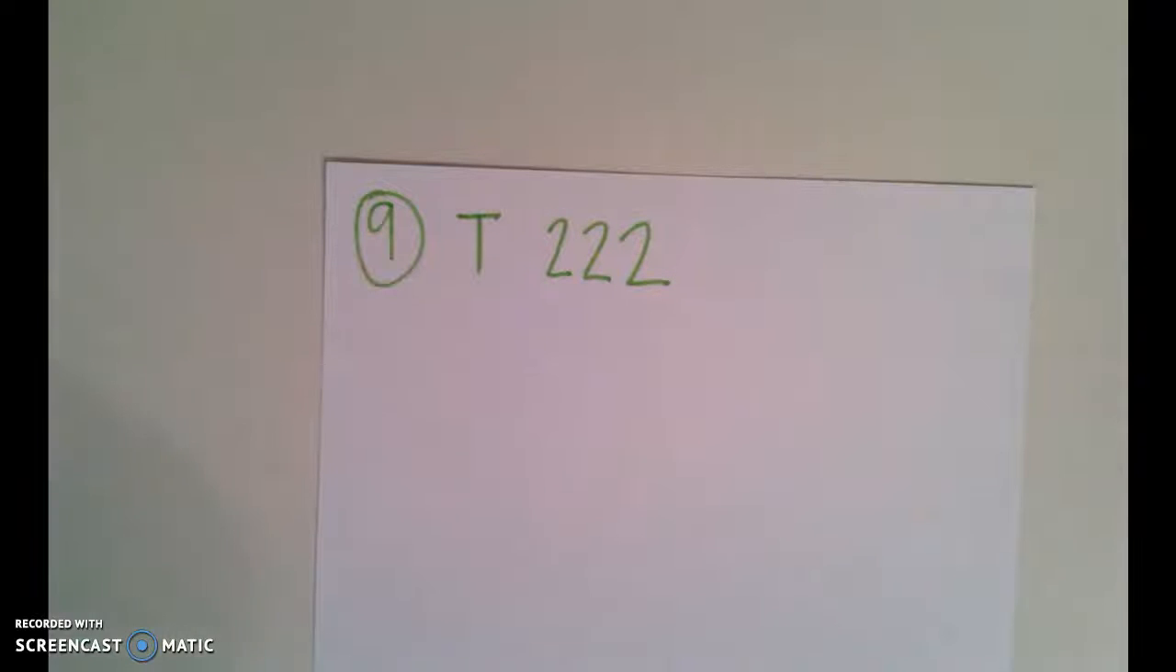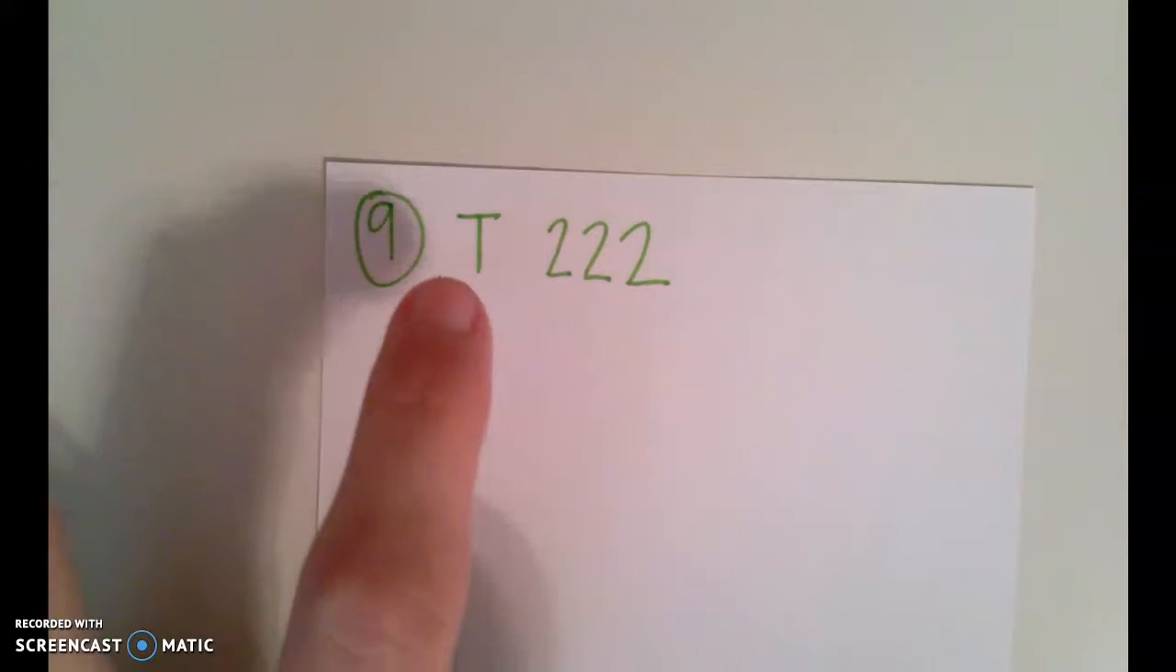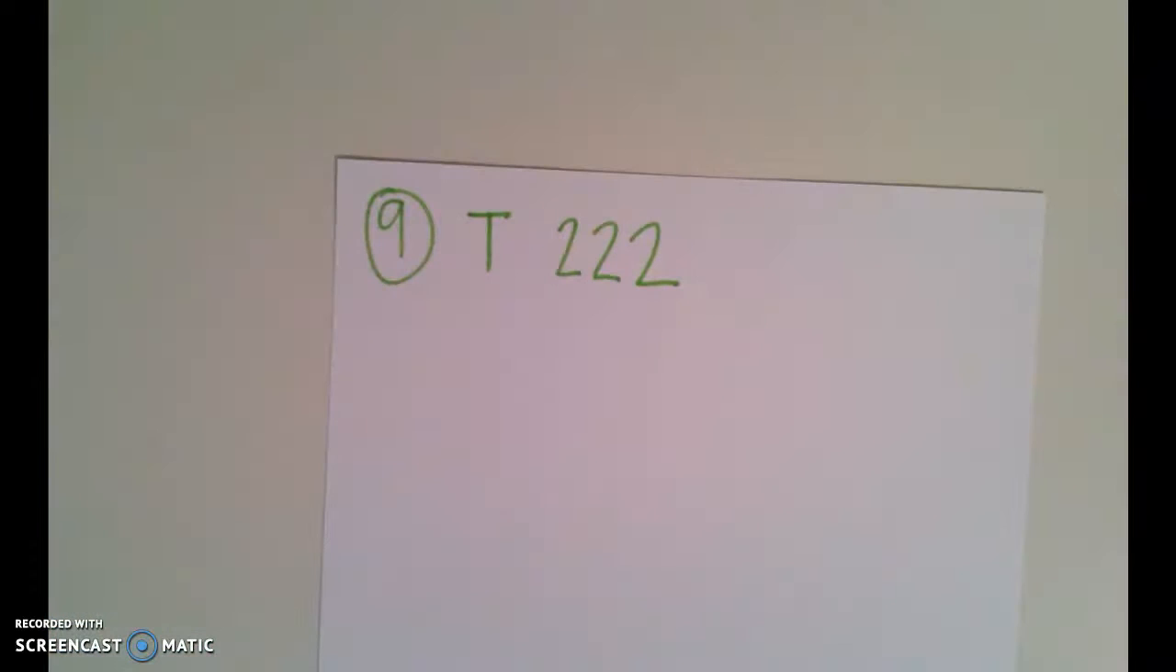In this video, we are going to talk about problem number 9. On Tuesday, 222 books are returned to the library. So before I kept going, I made a little note. I wrote a T for Tuesday. Okay, 222 books were returned to the library. All right, now I'm going to go on to the next sentence.